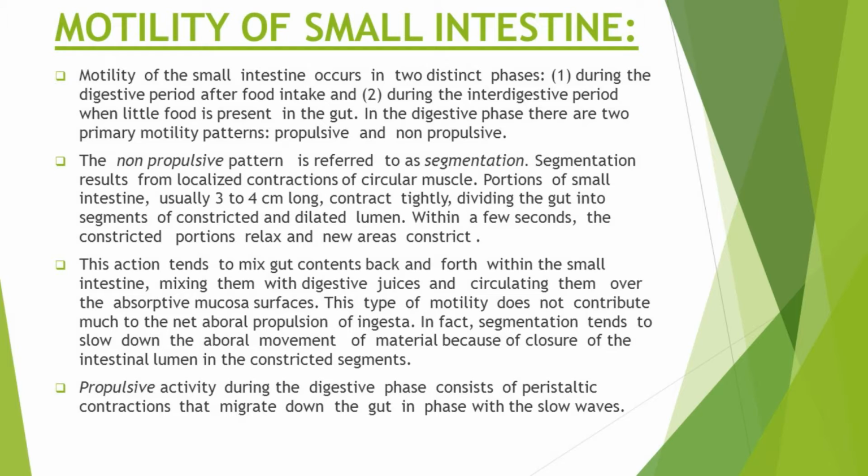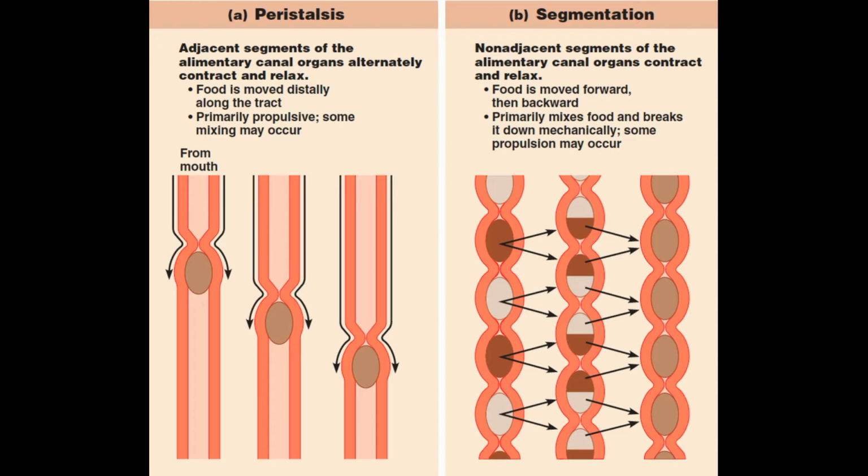In the digestive phase, there are two primary motility patterns. One is propulsive and the other is non-propulsive. The non-propulsive pattern is referred to as segmentation. Segmentation results from localized contractions within the circular muscles of the small intestine, and these localized segments are only 3 to 4 centimeters long.